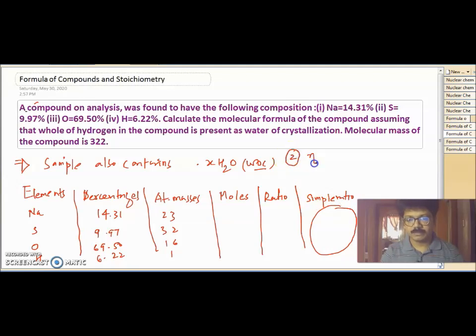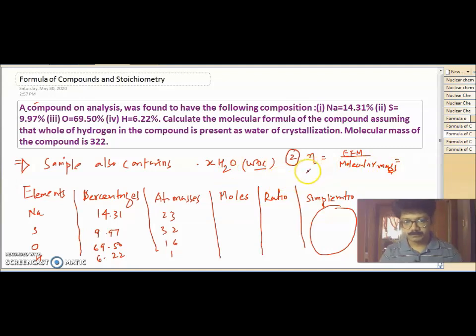So the second step is to find out the integer. How? Empirical formula mass divided by molecular mass. Molecular mass is given, that is 322. And you see the number of sodium and all such things comes here, and then you put, then you will get the empirical formula mass.